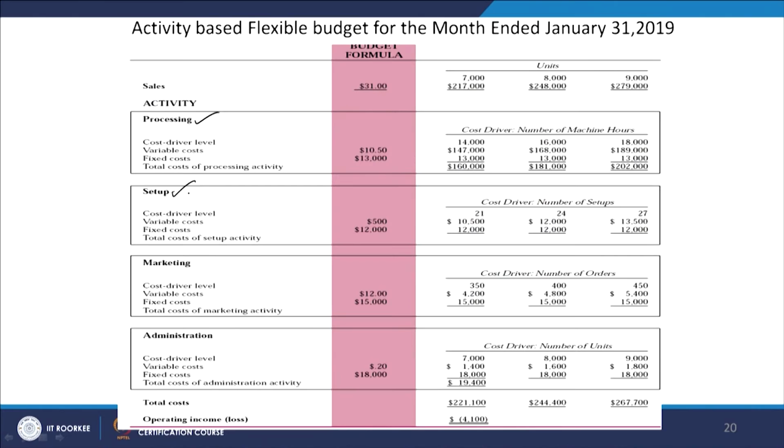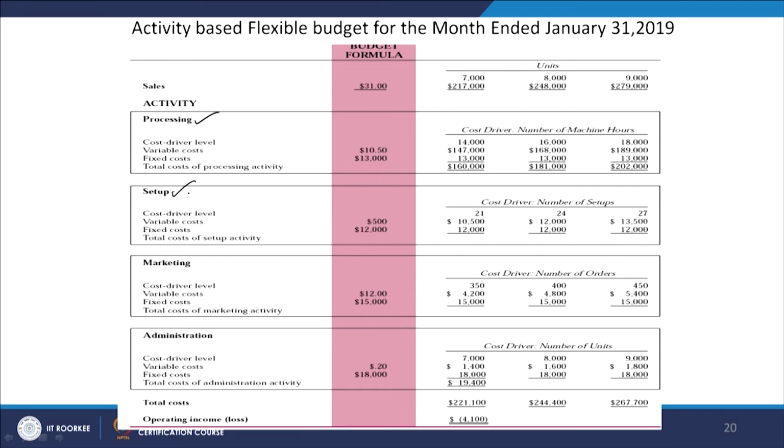So, the setup time will differ, and you have to change the setup, because you cannot manufacture the black pen after blue and the red pen after black without it. Every time you have to reset the machine and set it up again, so it takes time. So, we have divided the whole process into 4 activities: processing, setup, marketing, and administration. That way the total cost has been bifurcated.